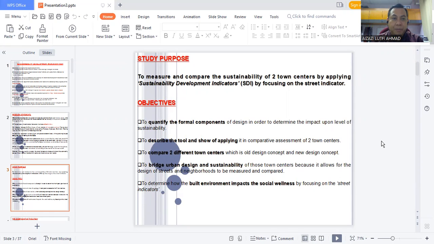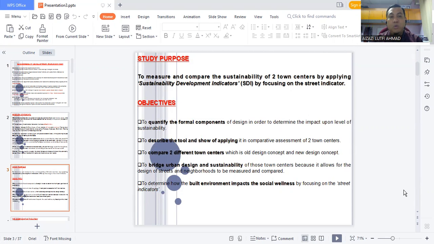There are five objectives. First, to quantify the formal components of design in order to determine the impact upon the level of sustainability. Secondly, to describe the tools and show how to apply them in a comparative assessment of two town centers. Applying it refers to applying the SDI indicators. Thirdly, to compare two different town centers, which are the old design concept and the new design concept. The sites that I have chosen are Taring Jaya Old Town and Taring Jaya New Town.